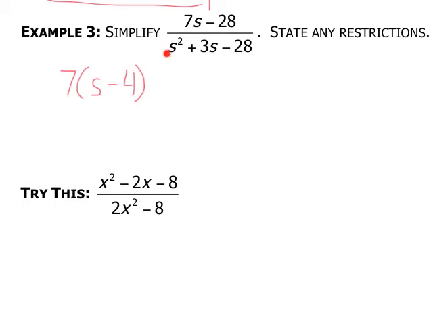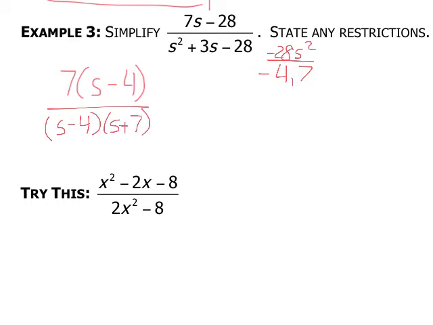I remember that if there's nothing in front of s squared, I can do my shortcut. So I'm just finding what multiplies to negative 28 that would add to 3. So things that multiply to negative 28 that would add to positive 3 would be negative 4 and 7. And remember, those go straight into my parentheses. So down on bottom, my factored form is going to be S minus 4 and S plus 7.